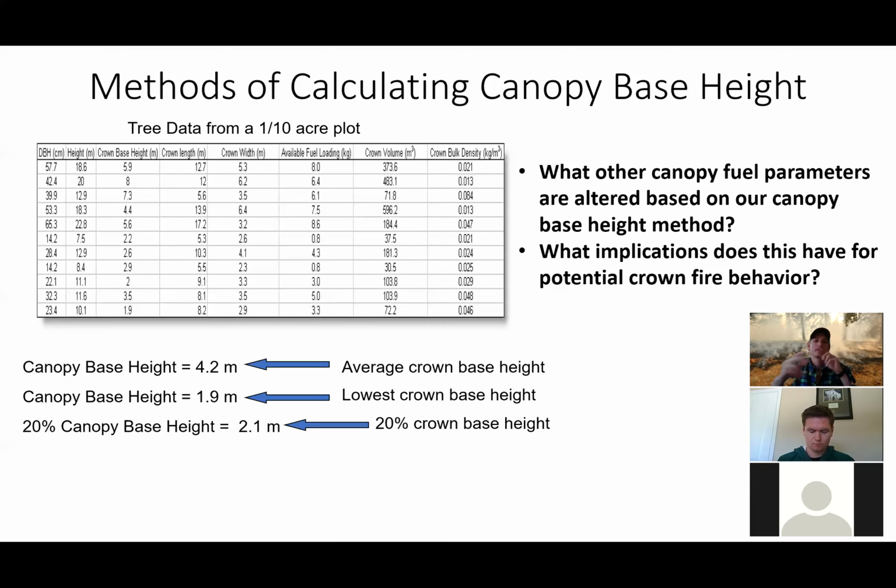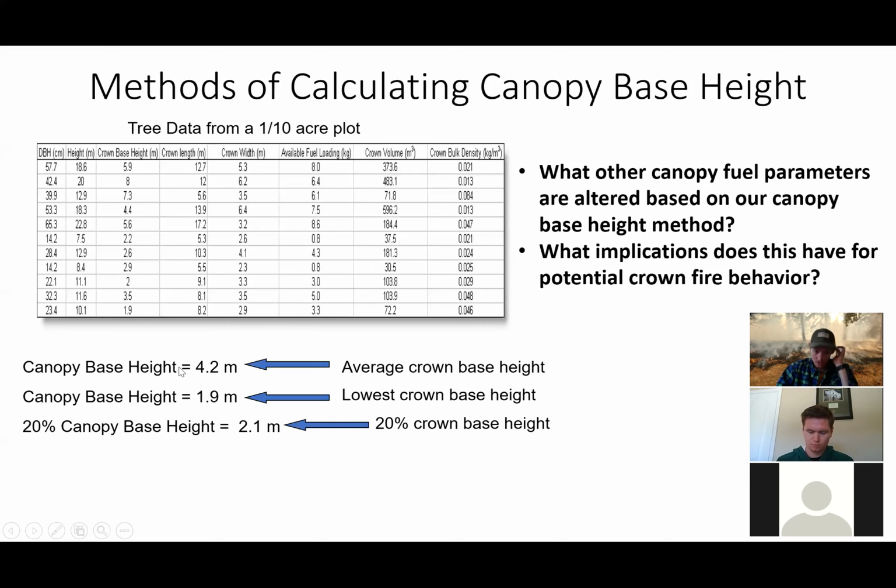So I've got this example here from the presentation where we've got this data from a 10th acre plot, right? And if we take the average crown base height of all those trees, we end up with 4.2 meters. If we were to take the lowest crown base height, it's a lot lower, 1.9 meters. Or there's also this percentile method. So the 20th percentile is 2.1 meters, right? So these are pretty different values that have pretty big implications.